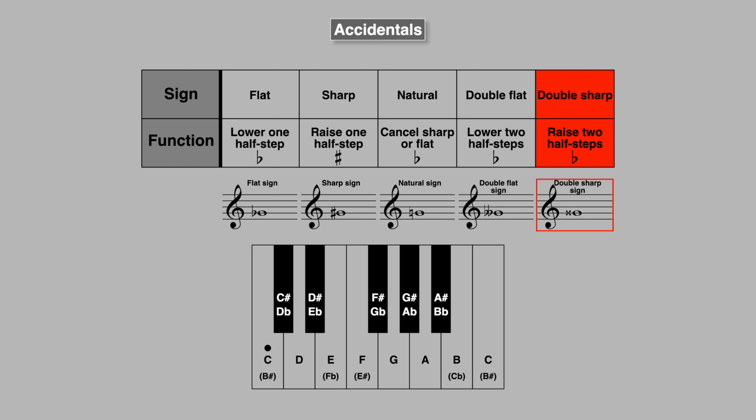The double sharp sign will raise the pitch by 2 half steps. So instead of G, we will play G double sharp. Again, even though the resulting key on the keyboard is an A, you have to use the name G double sharp as the accidental was applied to the note G.